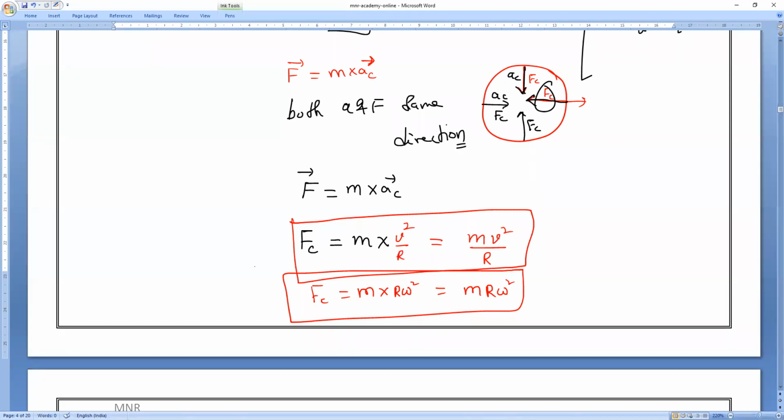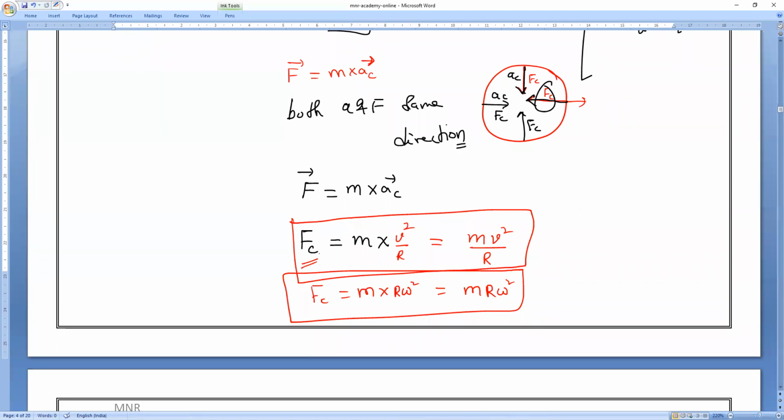So for circular motion, what is the formula for centripetal force? Centripetal force formula is mv square by R. Or we can say M R omega square. Any doubt till here?